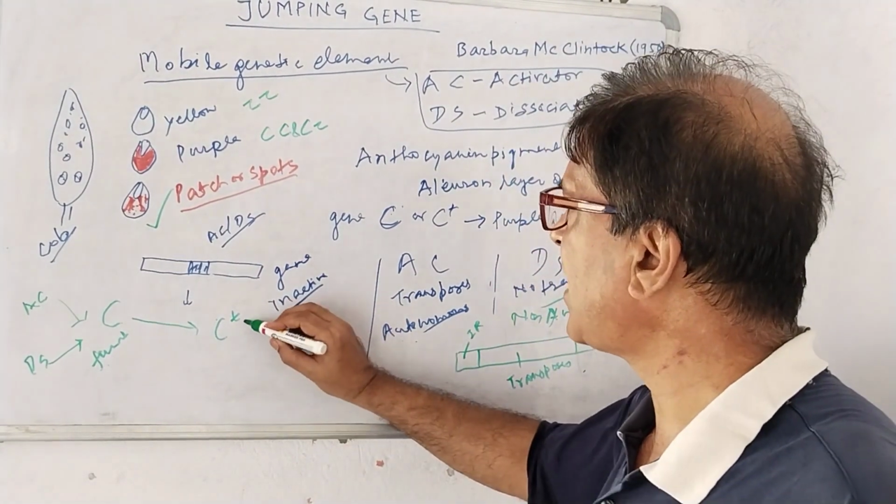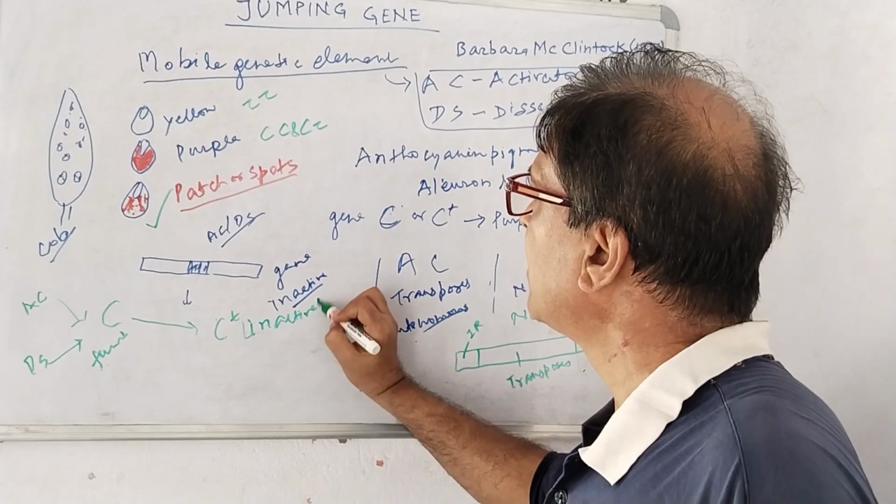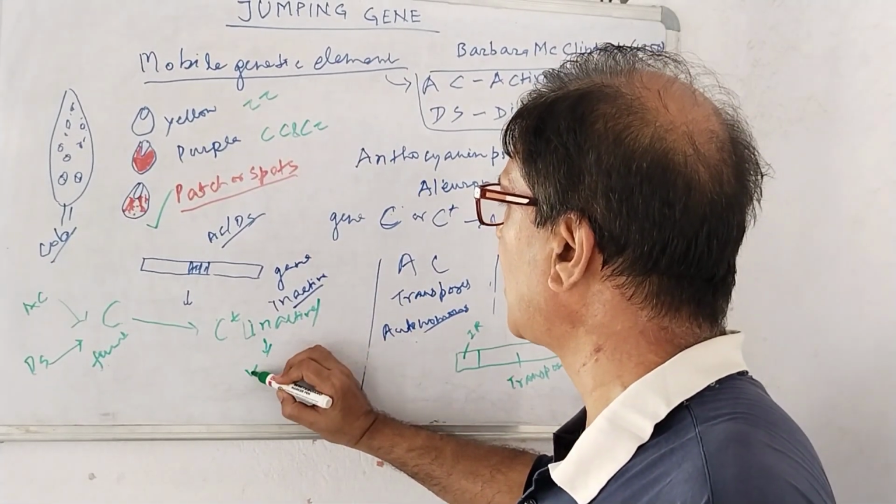The CT gene is inactive. Since this gene is inactive, it will produce yellow color.